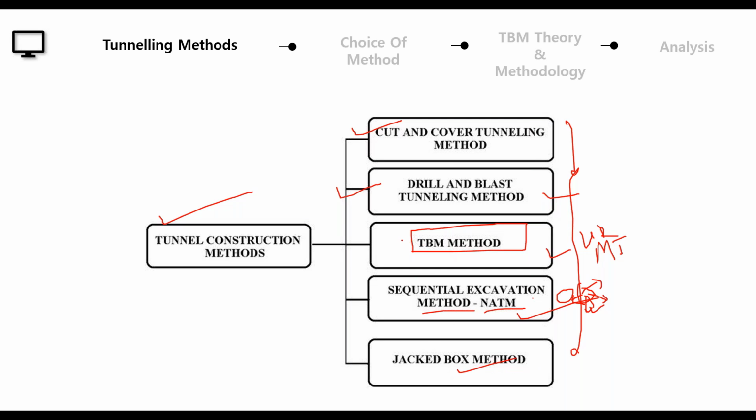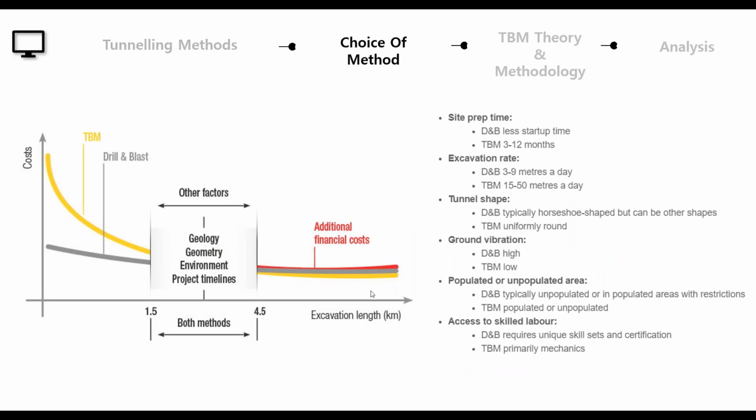In GTS NX, you can model your tunnels using a TBM approach or even the NATM approach. Which method is followed for construction depends on a lot of parameters. Basically, what is the time required in site preparation, and what excavation rate would you like to have. Suppose you have a tunnel boring machine, then you can have very high excavation rates of 15 to 50 meters a day. Whenever you go with the drill and blast method, only a very limited amount of excavation is possible.